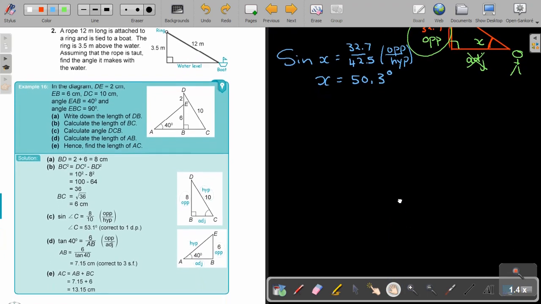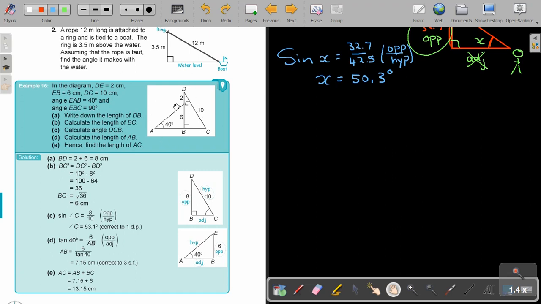Okay, let's look at the last one. Now this is again a combination. So there's two 90-degree triangles. If that is 90, that will also be 90.